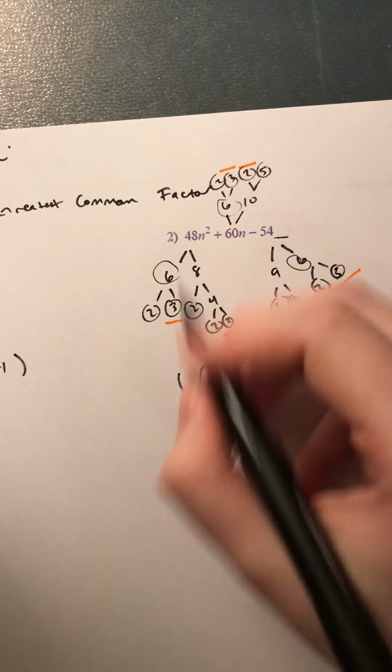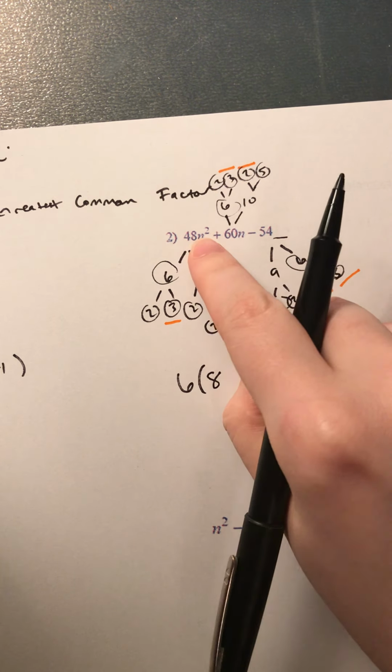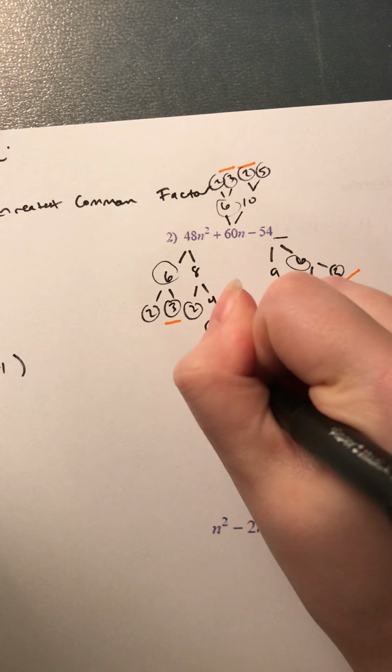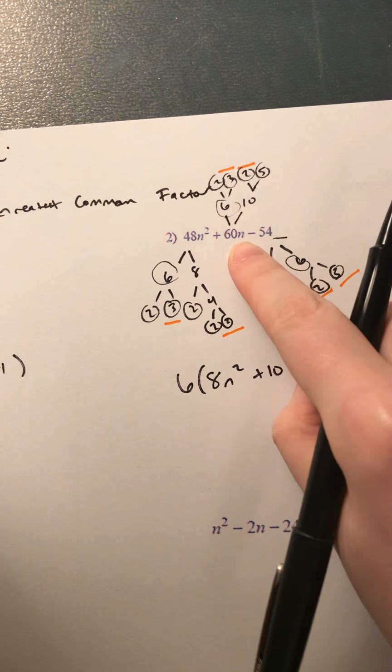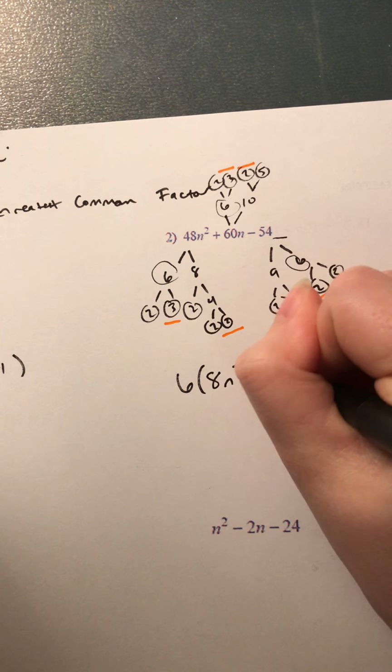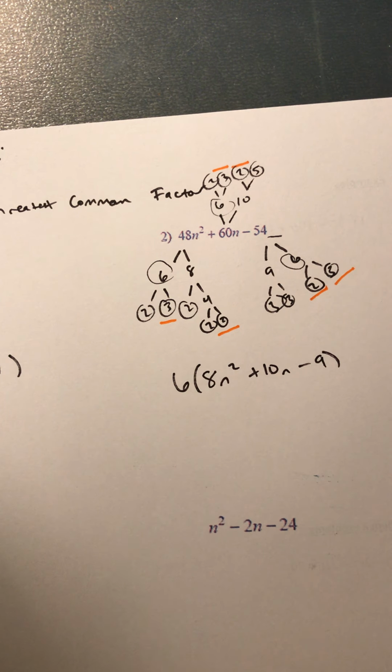So 48 divided by 6 is 8. We started with 2 n's. We didn't take any out, so we still have 2 n's. 60 divided by 6 is 10. We started with 1 n. We didn't take any out, so there's still 1 n. And then last up, negative 54 divided by 6 is negative 9. So there's our GCF for this problem.